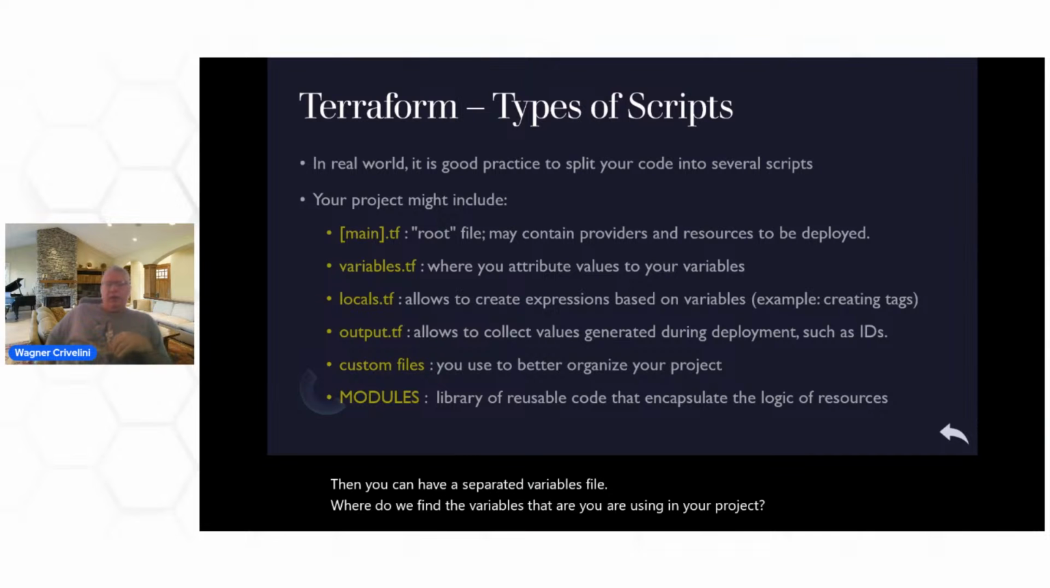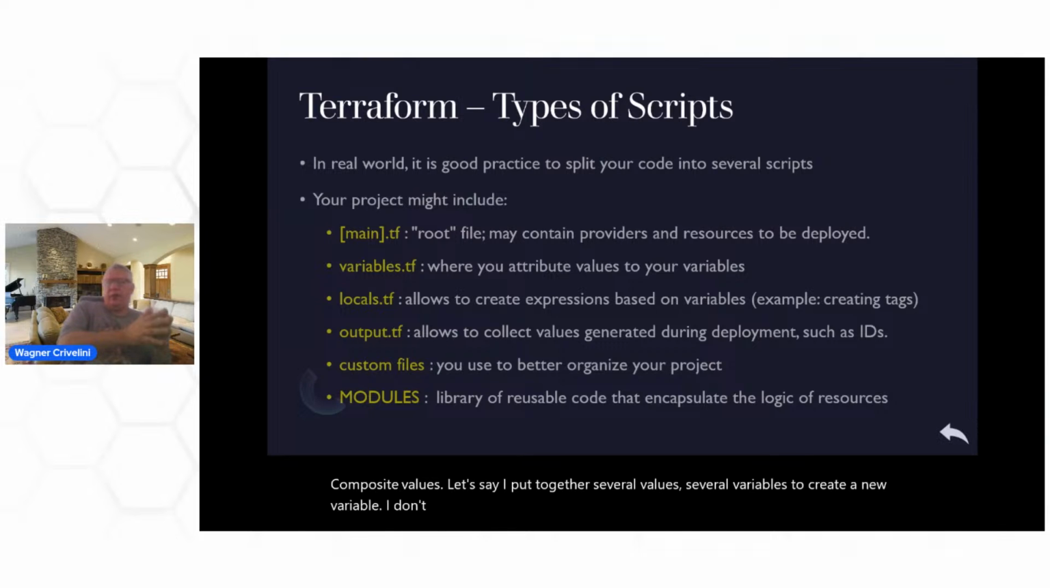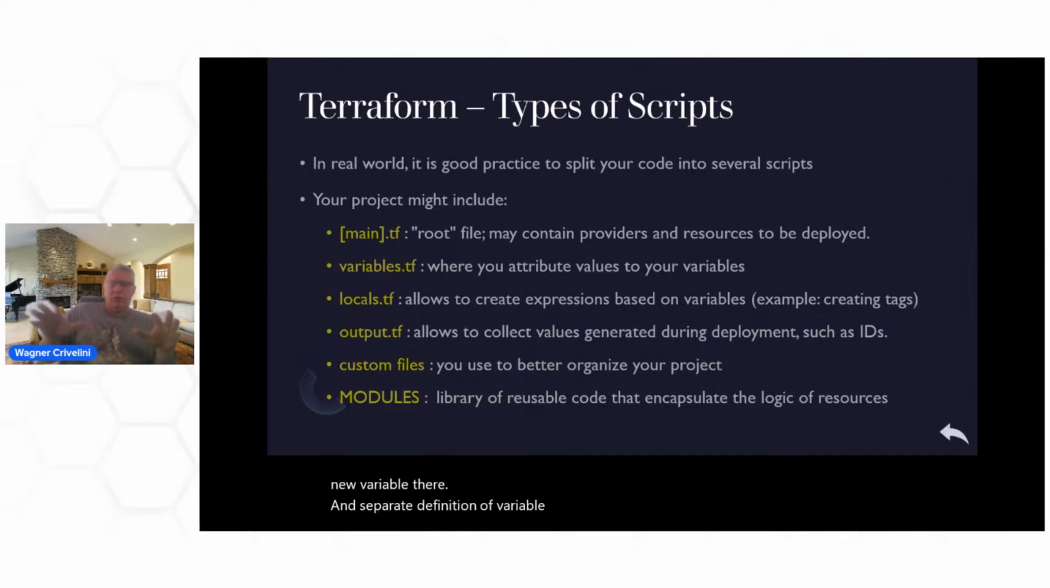Then I can define another file, locals.tf. This is a special file where we define, let's say, composite values. Let's say I put together several variables to create a new variable. I don't do this in the variables.tf file. I usually go to locals.tf and create this new variable there, and separate the definition of variables from the creation of generated variables. Okay.